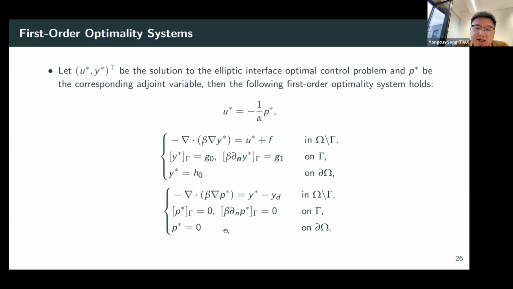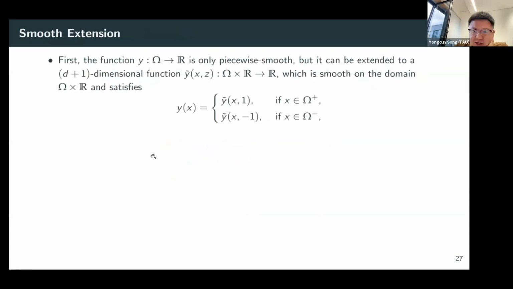Because beta is a piecewise defined constant. For this kind of interface problem, the key point is to deal with the non-smoothness or the discontinuity of the solution to the equation. Here we consider a smooth extension. Here the function y is only piecewise smooth. It is smooth in the subdomain omega minus and the subdomain omega plus, but has a jump across the interface.